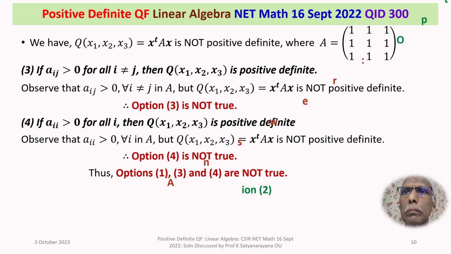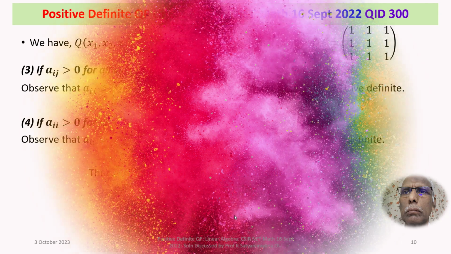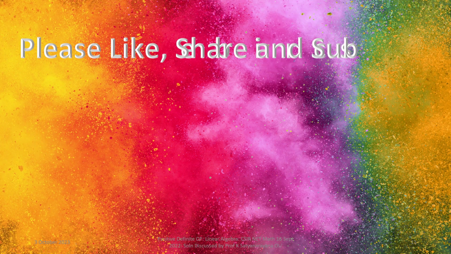So that is the detailed discussion of the solution of the problem related to the positive definiteness of quadratic forms from the section Linear Algebra. I am sure that you have understood the solution of this problem, and I wish you all the best. Thank you.